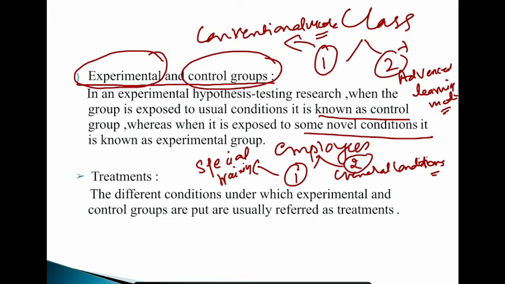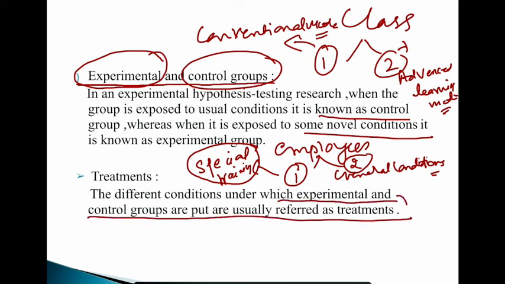Again, to revise, the experimental group is a group which has been exposed to the novel conditions, and the control group is the group which is exposed to the usual condition, or you can say the group which does not get into the new conditions. Now, whatever treatment, like I have explained, this is special training, or maybe this advanced learning mode or conventional learning mode. So these are the treatments. The different conditions under which experimental and control groups are put are usually referred to as treatments.